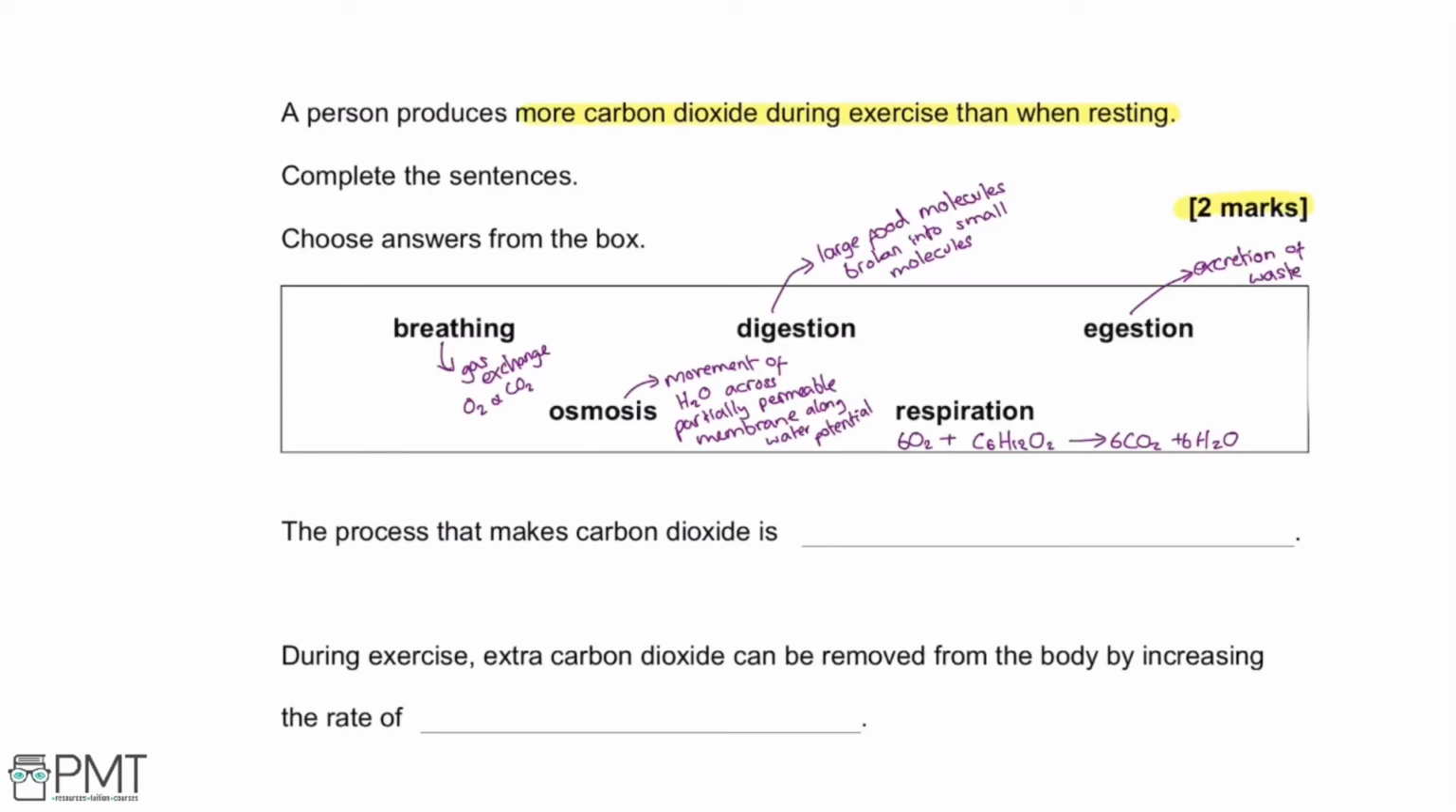Now we can look at the sentences that we're given. So the first one says the process that makes carbon dioxide is blank, and we can fill that in with respiration, as when we look at that equation we see that CO2 is the product. The next sentence says during exercise extra carbon dioxide can be removed from the body by increasing the rate of blank. Now we're talking about the removal of carbon dioxide, and we can see that that happens through breathing because that's our gas exchange and we exhale carbon dioxide.